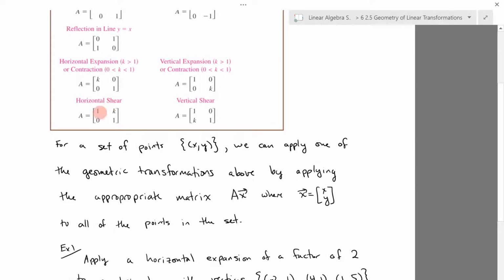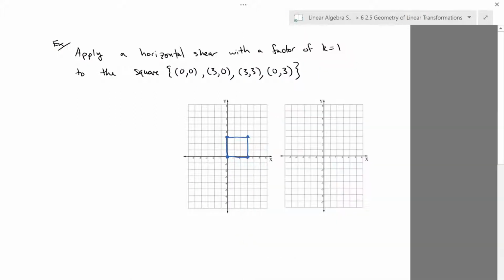The horizontal shear matrix has this form. A is equal to 1, and then k goes here. k is 1, this is 0 and this is 1. Okay, so now, as before, I transform each of the vertices. Transforming the 0 vector with a linear transformation always goes to the 0 vector.